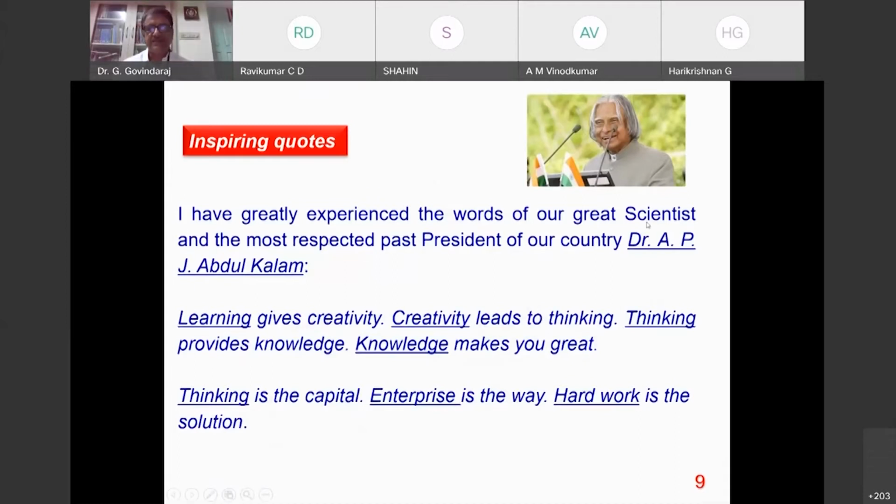I have greatly experienced the words of our great scientist and most respected past president of our country, Dr. APJ Abdul Kalam. Learning is creativity. Creativity leads to thinking. Thinking provides knowledge. Knowledge makes you great. This is very much experienced over the years, and thinking is a capital. Enterprise is the way, and this is most important. Hard work is the solution, which I have experienced over several years, starting from my PhD career onwards. I feel that something has been done and something has been contributed.